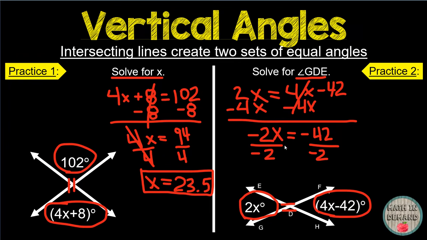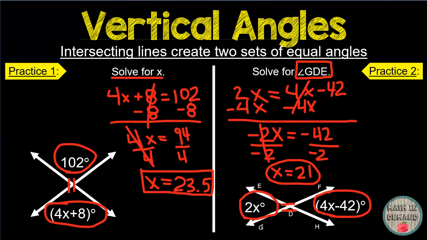Divide by negative 2. This will cancel. Negative 2 divided by negative 2 is 1. I'm left with 1x, which is just x. x equals negative divided by negative will give me a positive. 42 divided by 2 will give me 21. Again, I am not done with my problem. I have found what x equals, but the problem is asking for angle GDE.